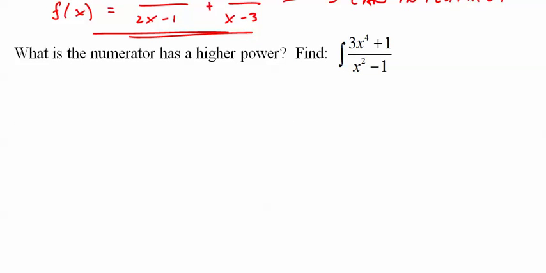What if the numerator has a higher power? Well, you're doing 3x to the 4th plus 1 divided by x squared minus 1. So you go x squared minus 1 into 3x to the 4th, plus 0x to the 3rd, plus 0x squared, plus 0x plus 1.